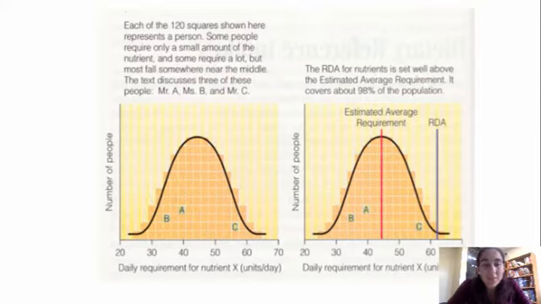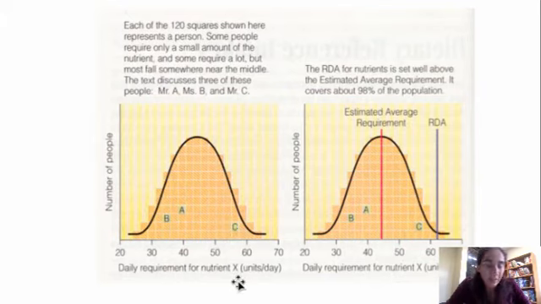which means that a number of individuals may need an amount of a given nutrient that would be much lower than the RDA. So this table here outlines 3 individuals, person A, B, and C, and they're given needs for a nutrient. So we have nutrient X. Person A needs about 40 units per day. Person B needs about 35 units per day. Person C needs about 56 or 57 units per day.